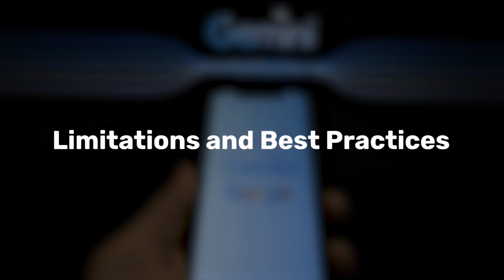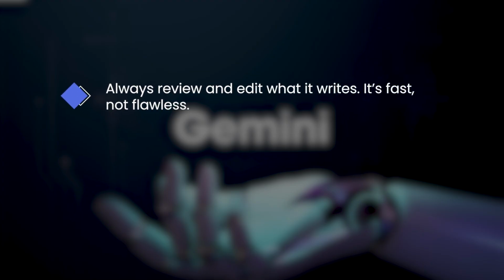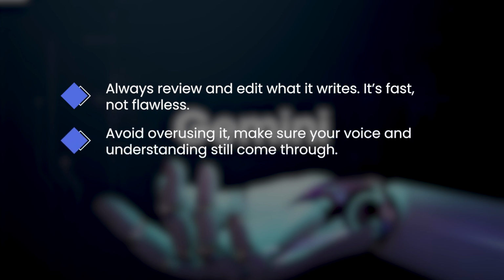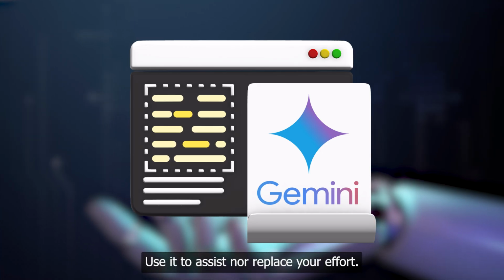Limitations and best practices. While Gemini is helpful, here are a few things to keep in mind. Always review and edit what it writes. It's fast, not flawless. Avoid overusing it. Make sure your voice and understanding still come through. Don't use Gemini for things that require academic integrity, like full paper writing or citing sources. Use it to assist, not replace your effort.